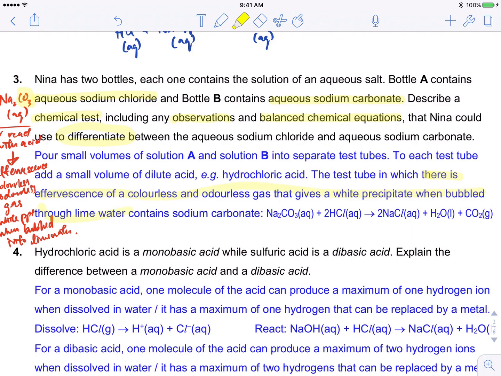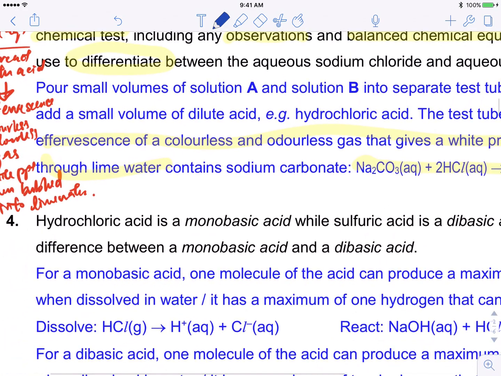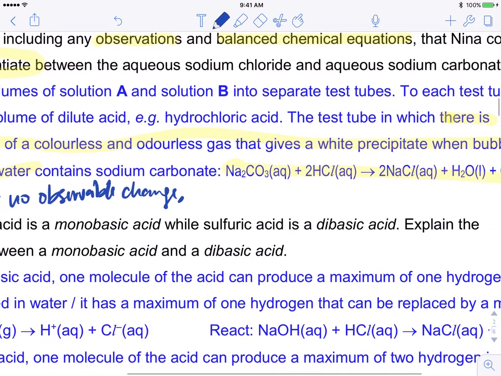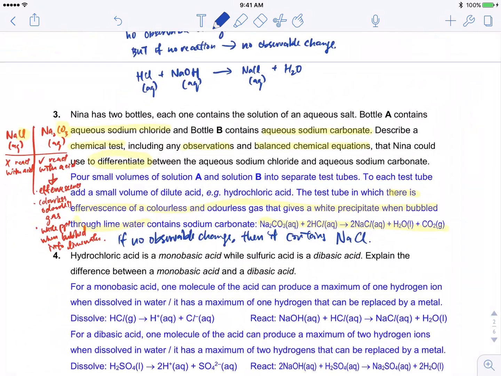These are the observations. Here is the chemical equation. And they ask you to differentiate between the two. What I usually will also include in my answer is to say that if there's no observable change, then it contains sodium chloride. Okay.